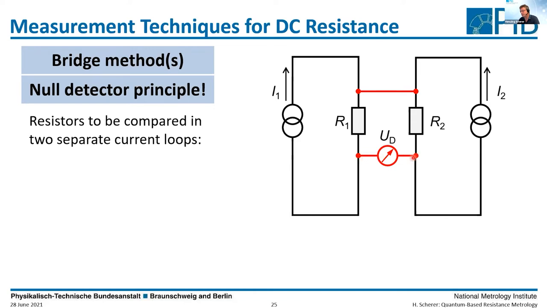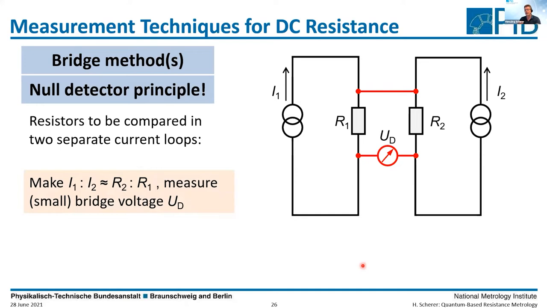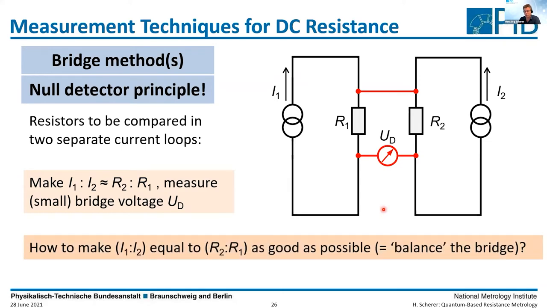the voltage difference again with a detector, let's say best with a null detector, if both the resistances are quite equal. And in order to do so, you must make the ratio of the currents that you apply close to the inverse, of course, of the resistance ratio, because then you can measure this small bridge voltage close to zero. And now the question that comes is how can we manage to make the ratio of the currents equal to the inverse resistance ratio as well as possible? In other words, how can we balance this bridge, as metrologists say?